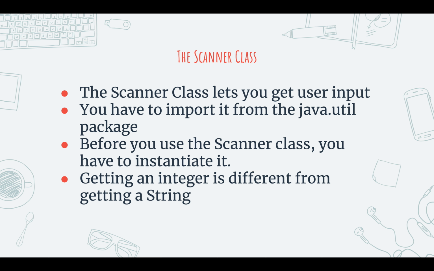So before we use the Scanner class, we have to instantiate it. We have to create a Scanner within our program. And then, getting an integer is very different from getting a string. If we're telling the user to enter an integer, we have to specifically tell the compiler that we're getting an integer. Similarly, when we're getting a string, we have to tell the compiler that we want a string.